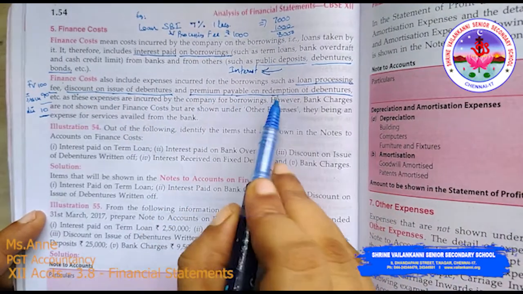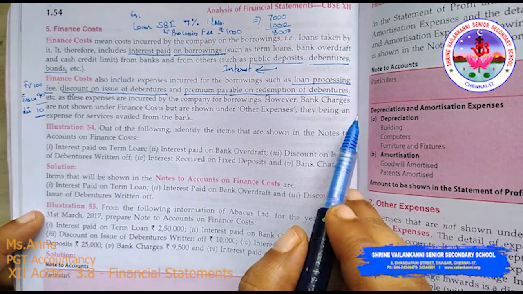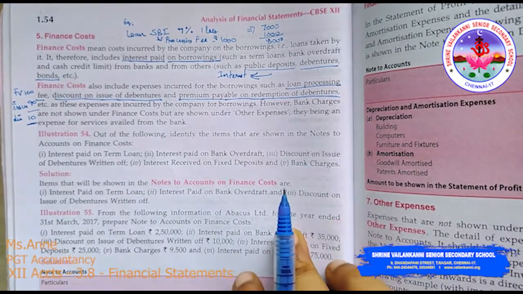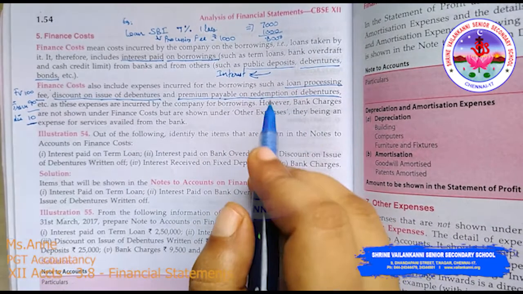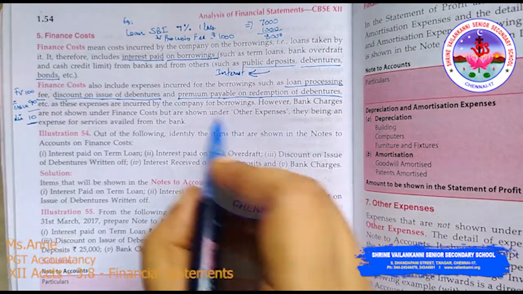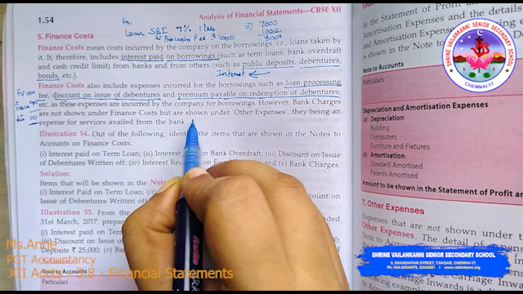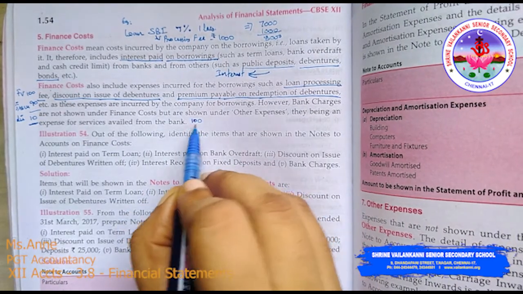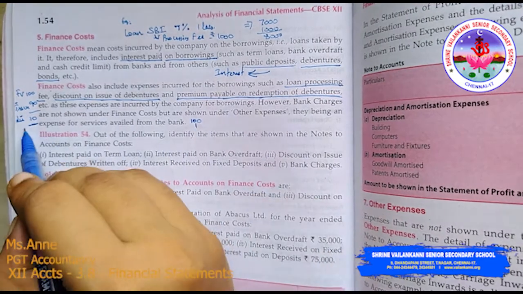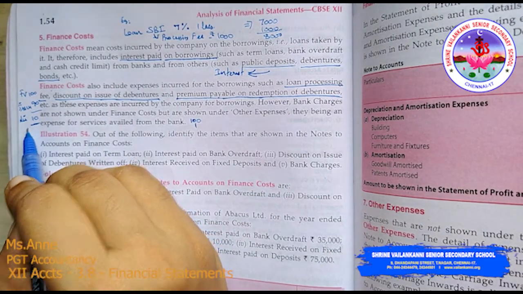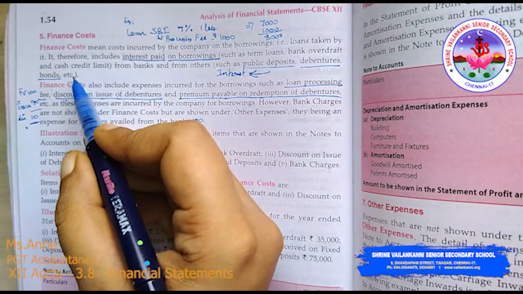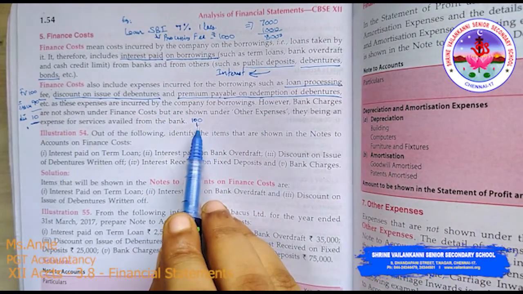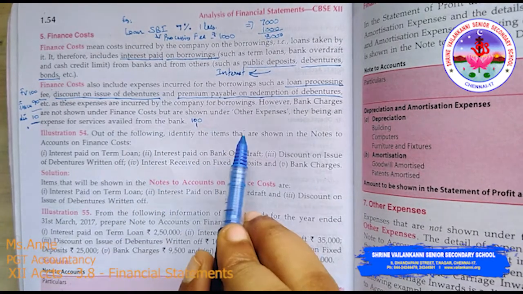Now, premium payable on redemption of debentures. Let us take an example here. This is an independent case, don't connect it with the earlier one. When we are issuing at discount, that's a different thing. Whatever I am trying to discuss here is a different scenario.